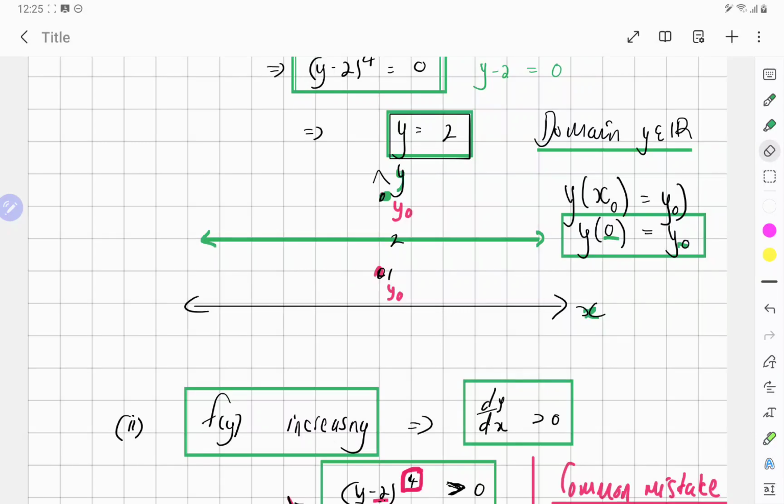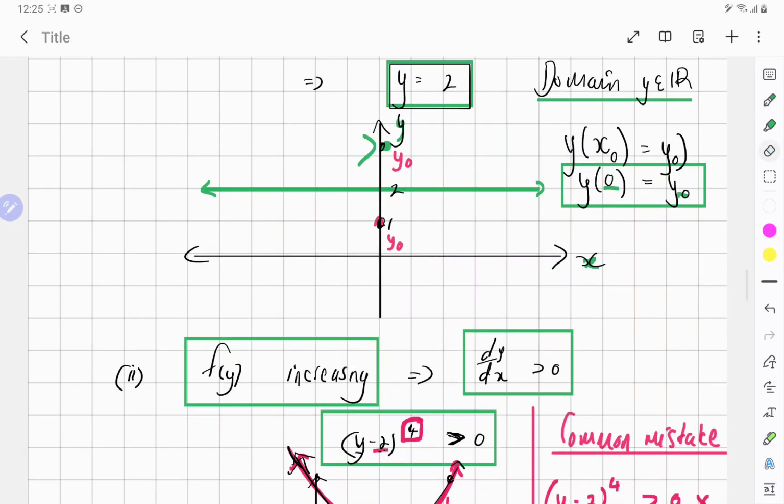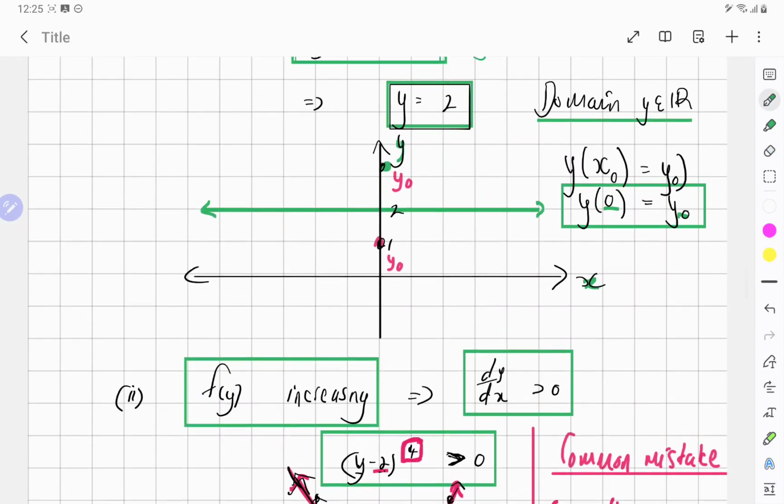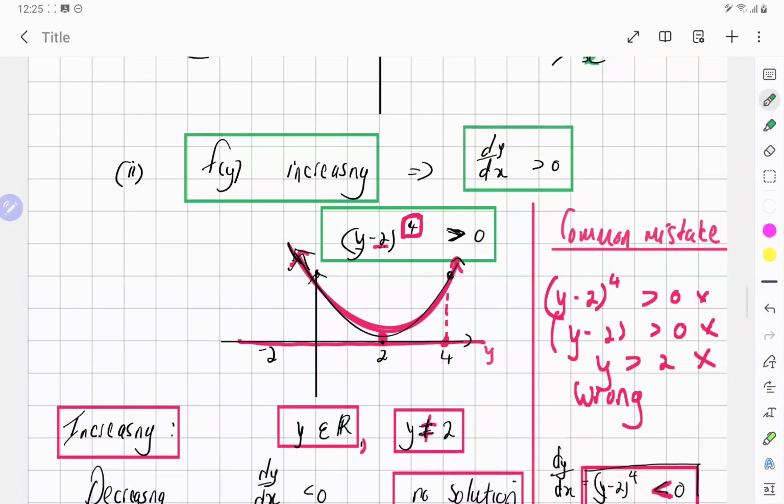So important now, when we do our equilibrium solution, we will sketch through y equals 2. So 2 is here, y equals 2 will be our straight line, and that is our equilibrium solution. And just a reminder, your sketch can never go through the equilibrium solutions. Now, to see where my function is increasing, I will do where the derivative is greater than 0.